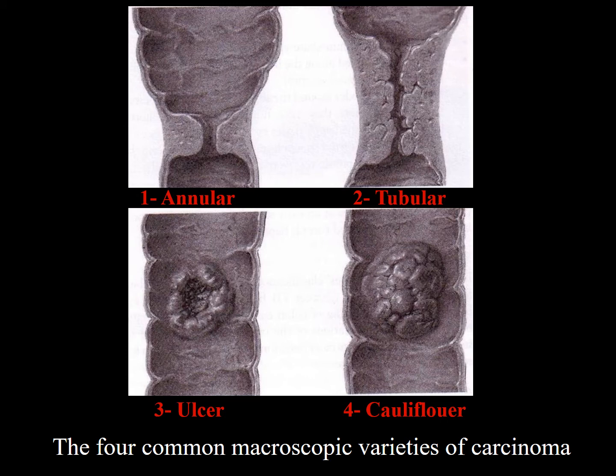We have 4 common macroscopic varieties of carcinoma: the annular type, the tubular type, the ulcerative type, and the cauliflower mass. So this is the naked eye examination of colorectal carcinoma: annular type, tubular type, cauliflower mass, and ulcerative type.